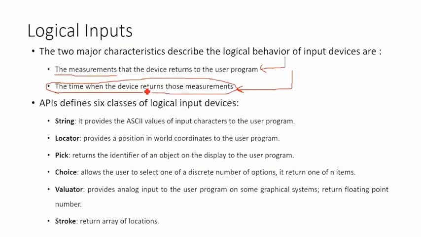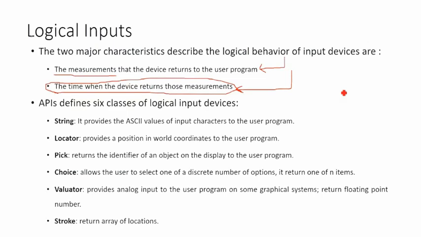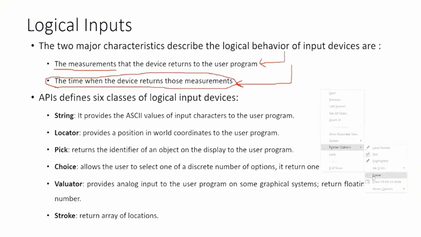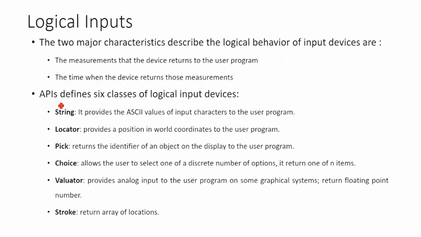Let us say I am concerned about a mouse click. I want to capture a position on the screen based on the mouse click. At that time, the position on the screen is the measurement, and the click of the button is the trigger, or the time when this measure will be returned to your program. Based on these two characteristics, we can define this. Any API classifies the logical inputs into 6 categories or 6 classes. This is quite important. The first class of input is called a string.